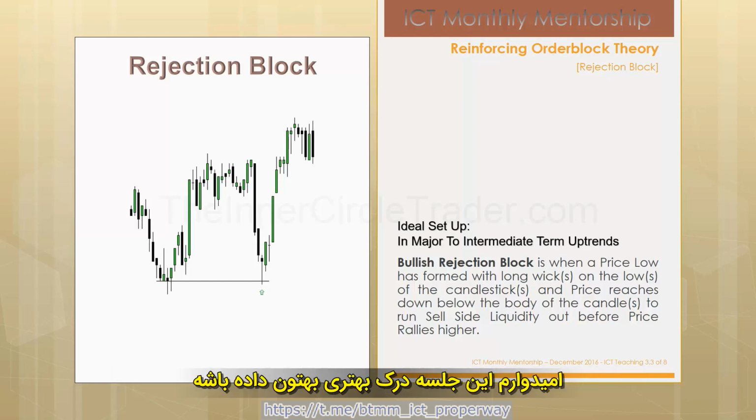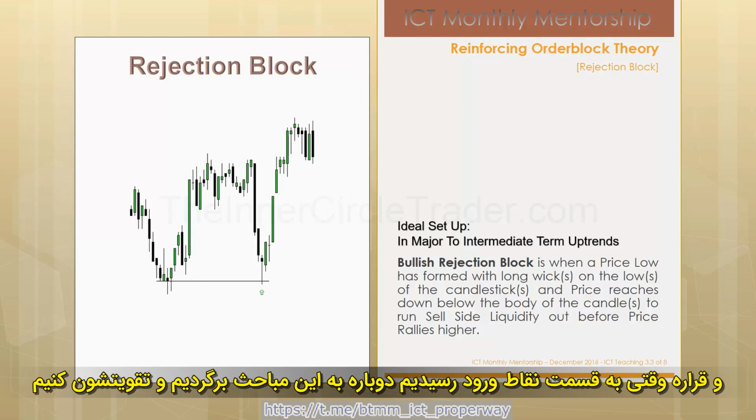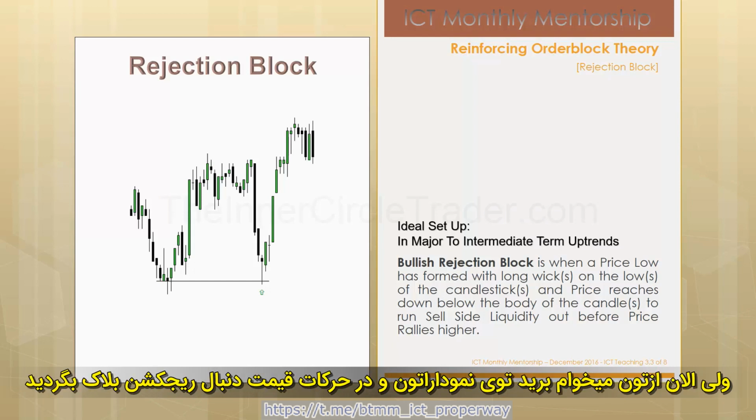Hopefully this has been insightful. We're going to have a lot more information as we go along and we start talking about specific entry techniques. We'll be revisiting all these things as well and amplifying them. But I want you to go through your charts and look for examples of rejection blocks and their subsequent price moves after their formation.